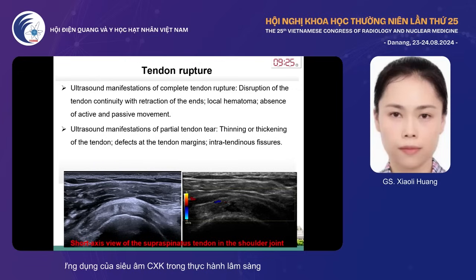The content on this slide is the ultrasound manifestations of complete and partial tendon tears. The left image is a short axis view of the normal shoulder joint supraspinatus tendon, and the right image is a view of the partial tear of the supraspinatus tendon.